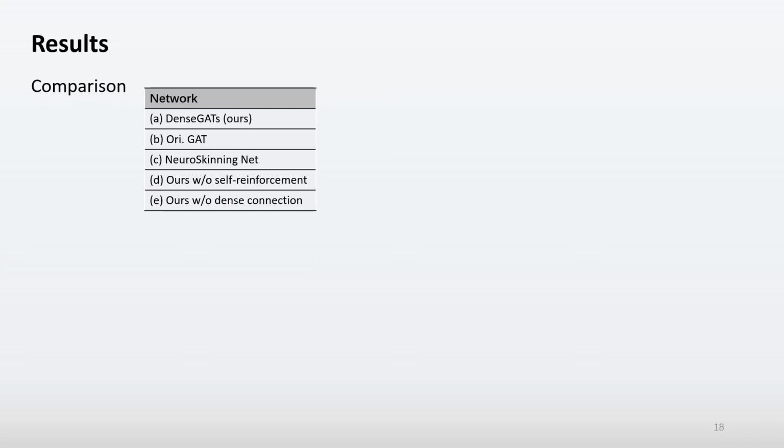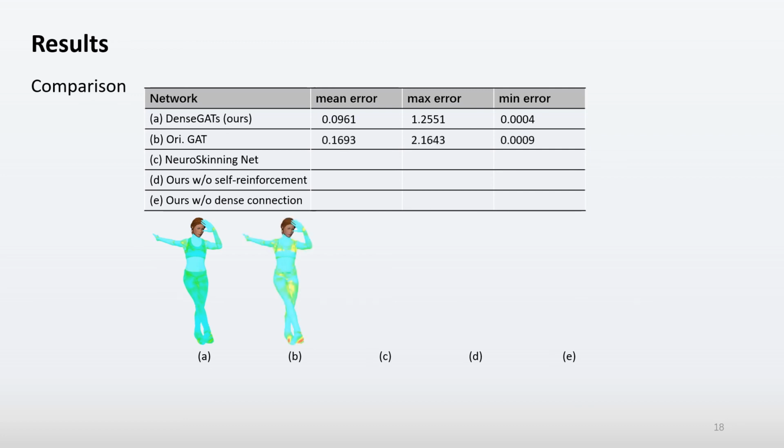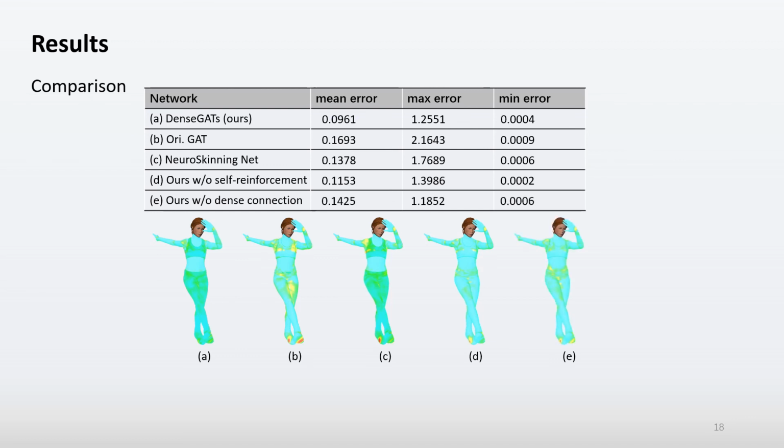We also provide a comparison with other 4 different network architectures. We evaluate the prediction distance errors. The first is the result approximated by our DenseGATs, where almost all deformation could be well predicted. Then, we evaluate the architecture of the original GAT, the neural skinning network, and our DenseGATs without self-reinforced stream and without the dense connection pattern. In contrast, with our proposed network, the best prediction result can be obtained thanks to the operations of self-reinforcement and dense propagation. For such an example character, the timing for approximation with our method is about 31 milliseconds per frame.